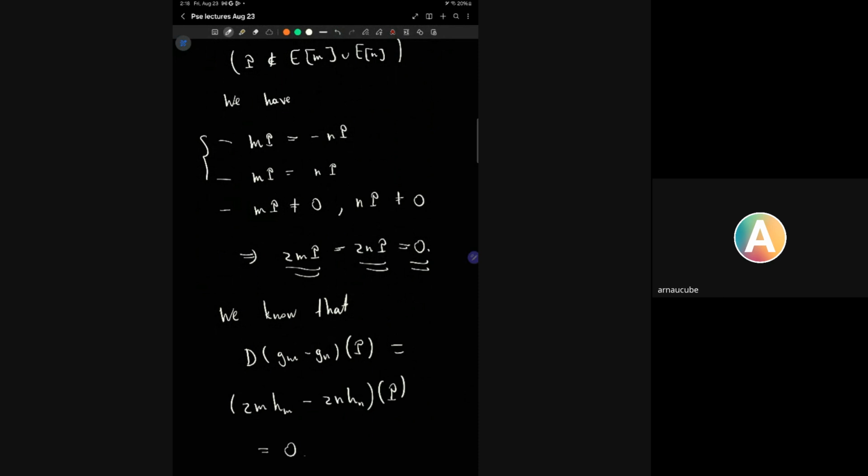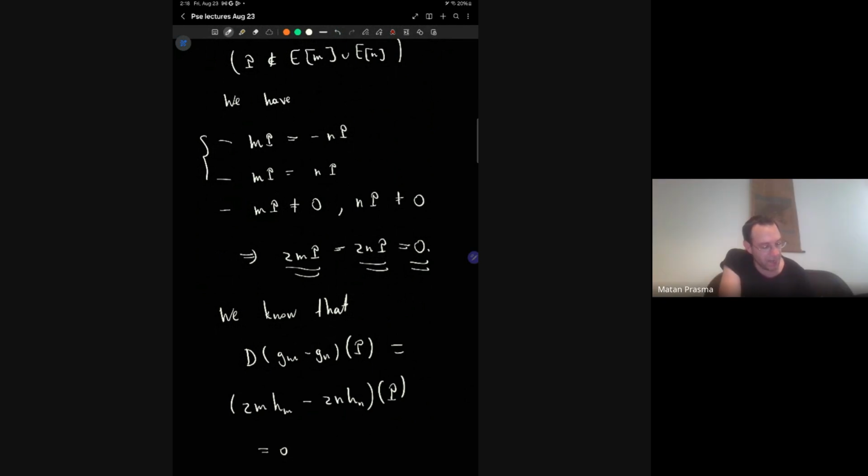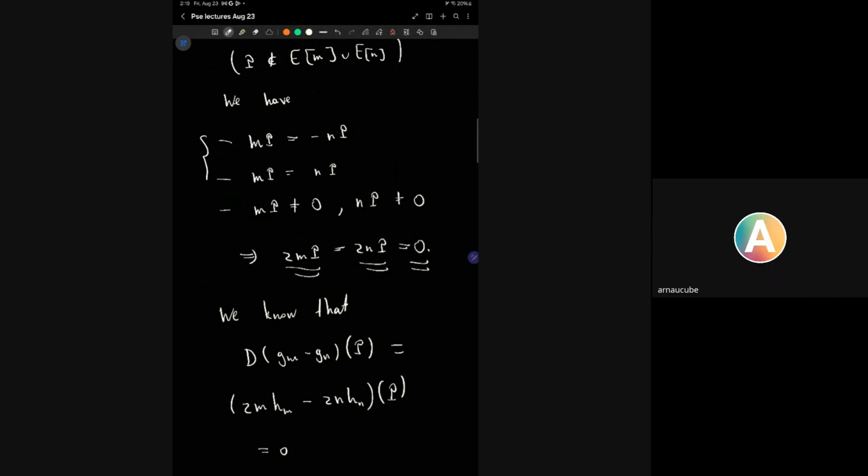Can you say again, this last thing, why it vanishes? Oh, okay, yeah, sorry, I see. I'm just saying, as points on the curve, 2MP is equal to 2NP, and if you multiply by h_m, it just means you take the y coordinate. So if the points are equal, they have the same y coordinate. Yeah, totally. Thank you.